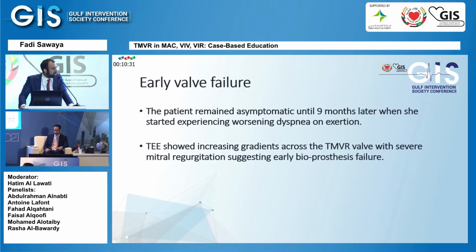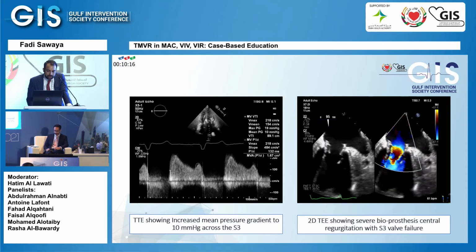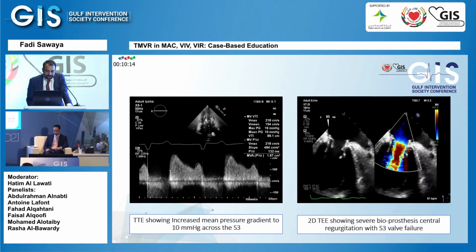Patient went home 3 days later. She did very well, but she comes back almost a year later with the same symptoms. And when we repeated her echo or TEE, now she had severe mitral regurgitation, suggestive of bioprosthetic failure. If you look, the mean gradient was now 10, and she had severe MR.